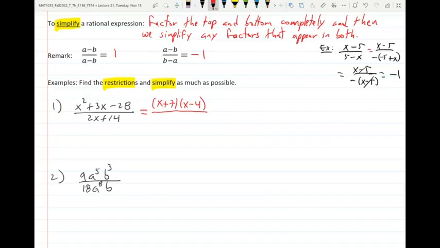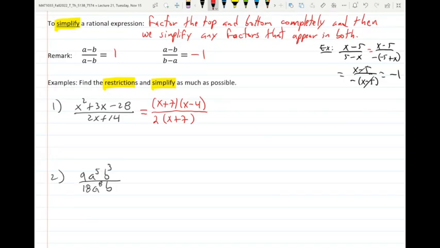We can take out 2, right? Common factor. So if we factor out 2, what do we get? X plus 7. Good. Now we factor everything completely. Before simplifying, let's answer the first question. Let's find the restrictions. Remember, restrictions is for the original expression.